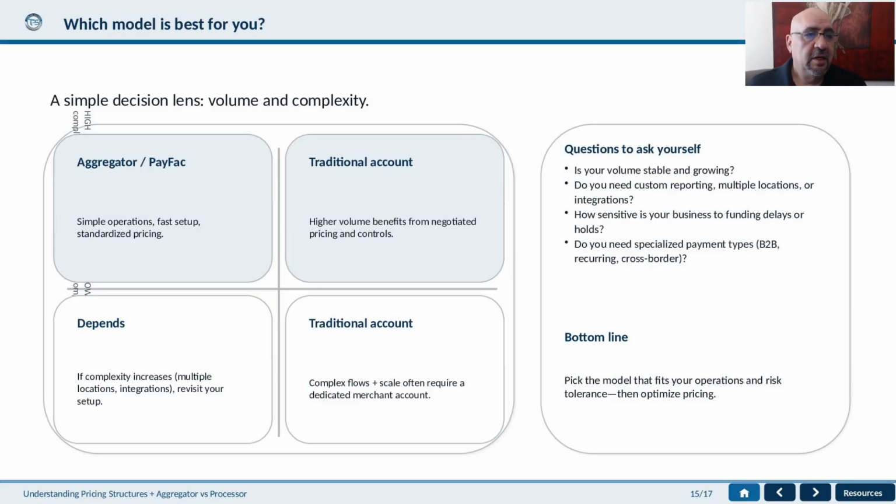I like it. Simple decision lens: volume and complexity. Aggregator, PayFac, we call it PayFac, but that's actually Square. Simple operation, fast setup, standard pricing. Traditional account: higher volume, benefits from negotiated pricing. Traditional accounts: complex flows, scale, often require a dedicated merchant account.